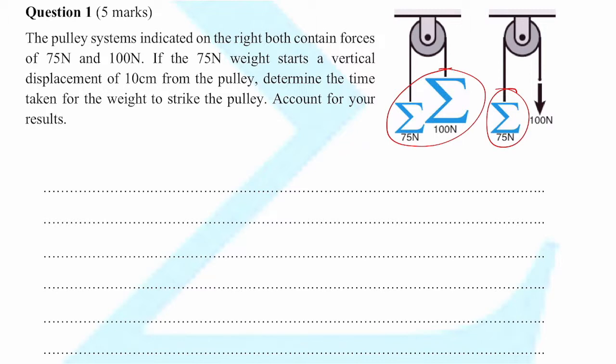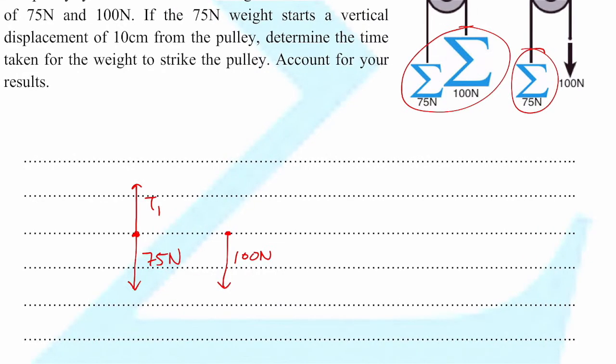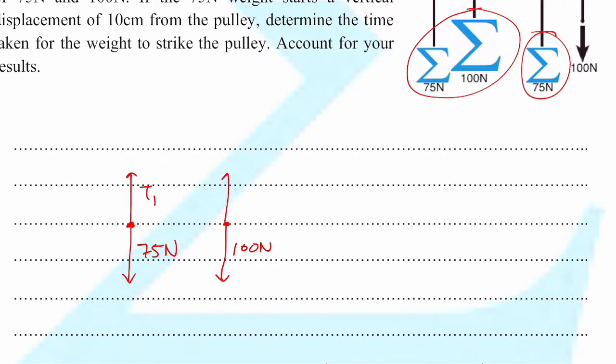For the pulley system on the left hand side, we can consider the 75 Newton sigma as having two forces acting on it. We have the 75 Newton weight force acting down, and then we have the tension in the string acting up. And we can consider the 100 Newton sigma as having a 100 Newton force acting down, and then the same tension force T1 acting up.